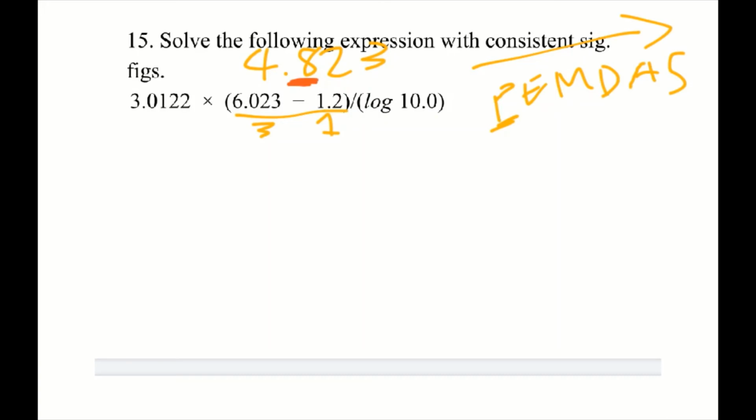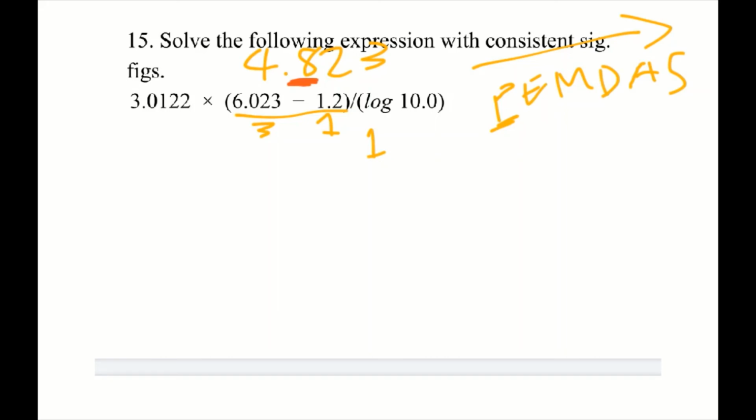So let's simplify log 10.0. So if I typed log 10.0, I get number 1. But I don't think that's right. Not exactly right. So we'll get 1, of course.